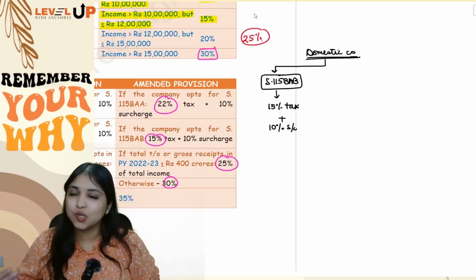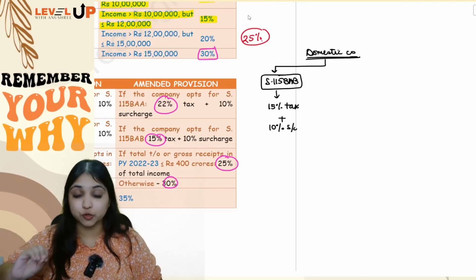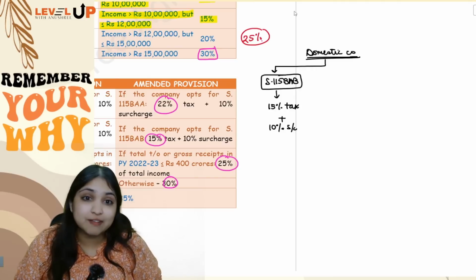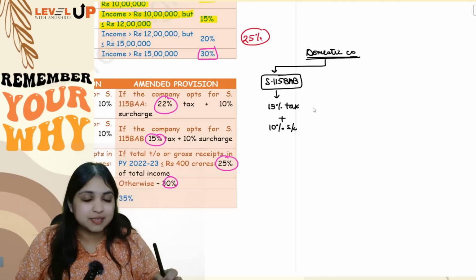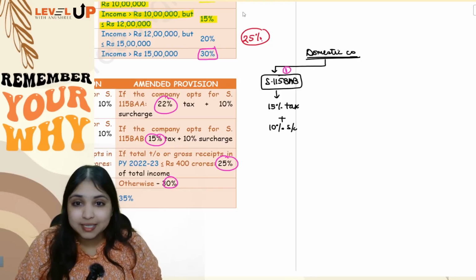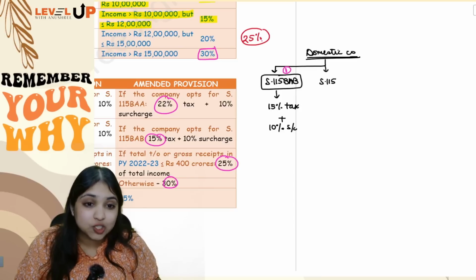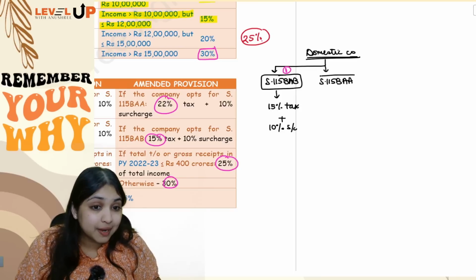Okay. Cess is obvious, obviously 4% cess has to be paid. That is not something I am talking about over here. So if section 115BAB is applicable, then 15% tax and mandatory 10% surcharge. This is the first thing you will check. But let us say because of some reason 115BAB is not applicable. Then in that case you will check is 115BAA applicable.